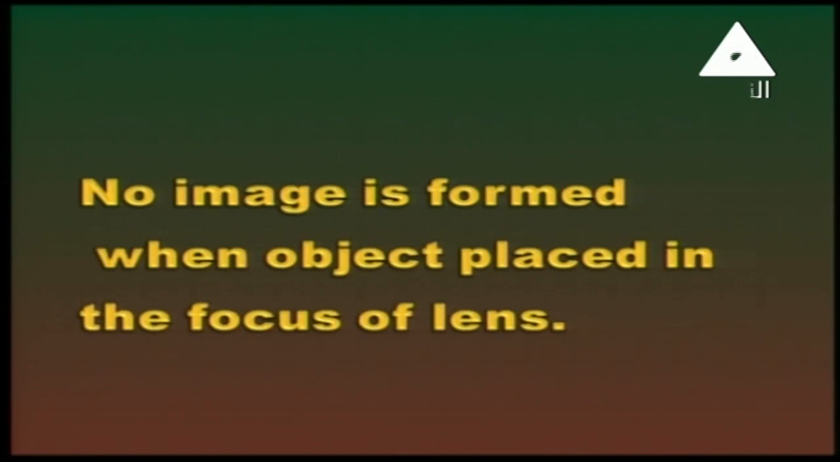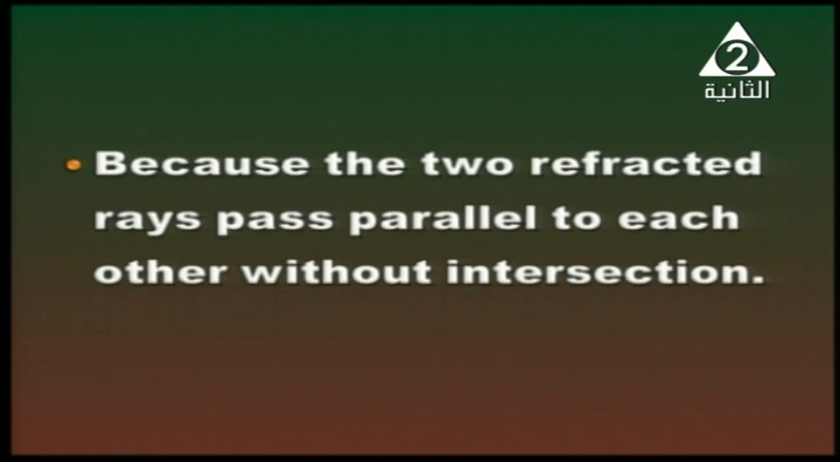No image is formed when the object is placed on the focus of the lens. Why is there no image while the object is placed at the focus of any lens? Because the two refracted rays pass parallel to each other without intersection, so no image is formed.